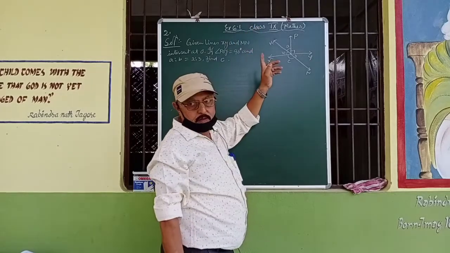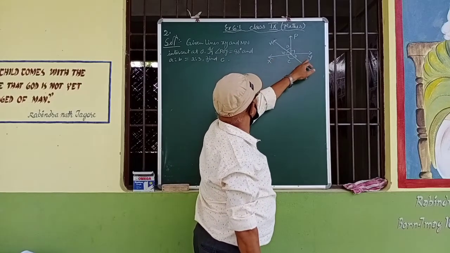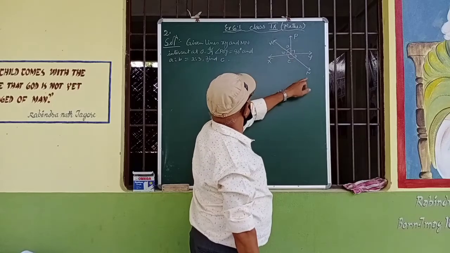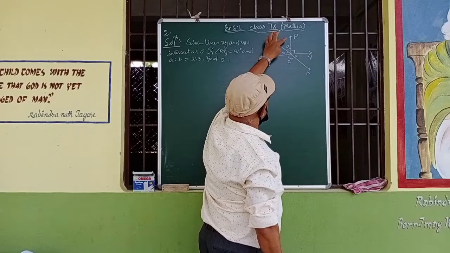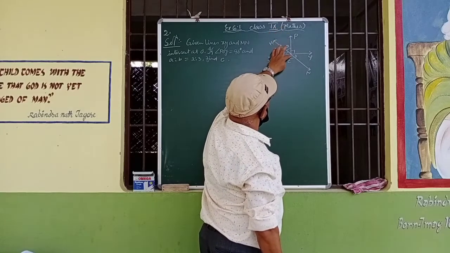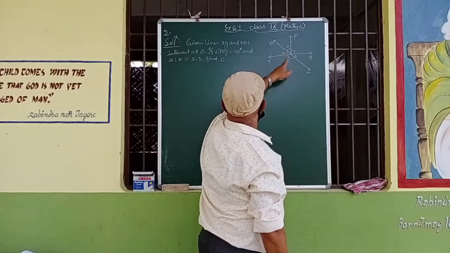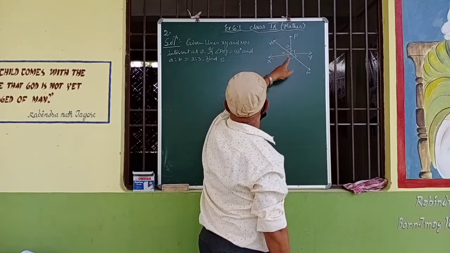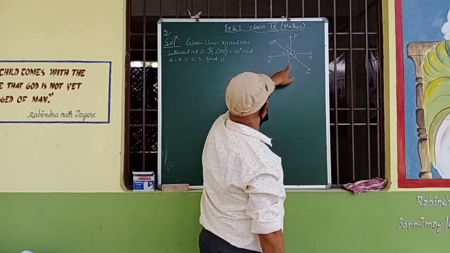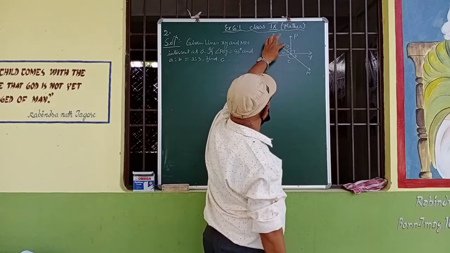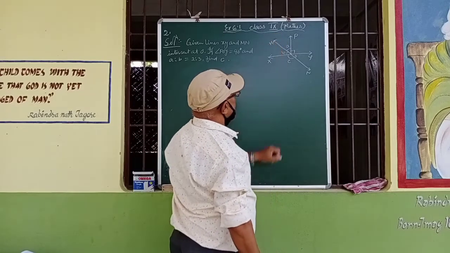So now question number 2. It is given that lines XY and MN intersect at O. Ray PO is perpendicular to XY. So find angle C, and it is given A is to B is equal to 2 is to 3.